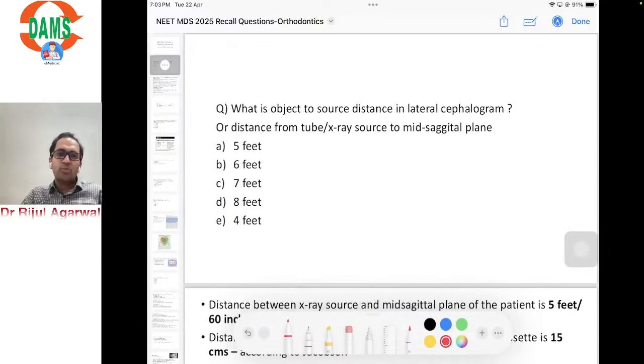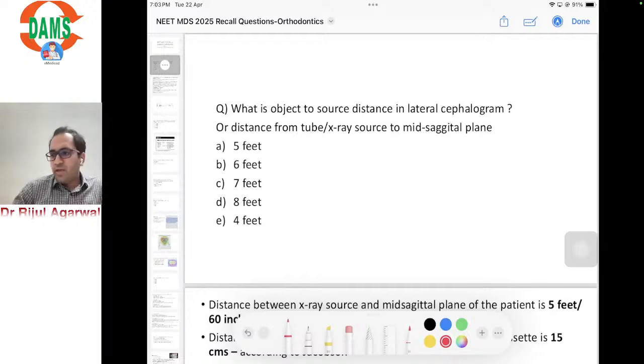So what is the object to source distance in lateral cephalogram? So there were two versions of the question which I got. One said object to source distance, or distance of the X-ray source or tube to the mid-sagittal plane. Both technically mean the same. The options were 5, 6, 7, 8 or 4. Of course, you would have got 4 options only. I got the 5 options from the recall from various students, so I mentioned them as such.